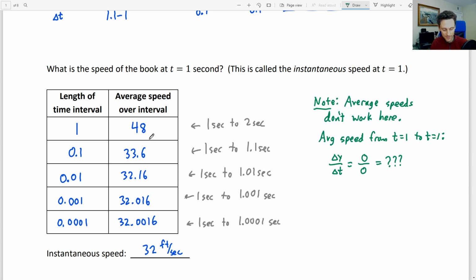So this is where this idea of shrinking the time interval down to 0 and looking at what's happening to the average speeds is going to come into play. And what we did here is we essentially just took a limit. We took the limit of the average speeds as the time interval shrank to 0. That's exactly what we did here. So this is where limits can help us determine rates of change of functions.